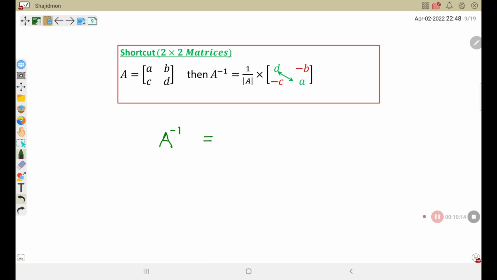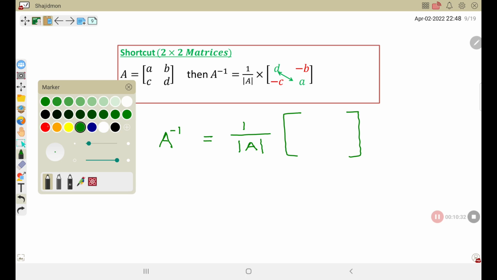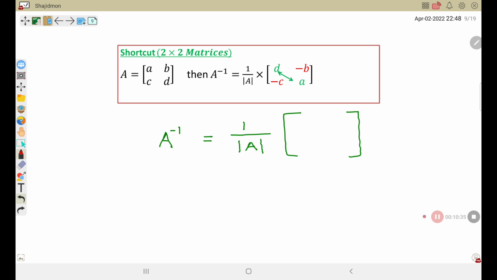A inverse equals 1 over the determinant of A. You know how to find the determinant of A; just before, we discussed how to find the determinant of a matrix. So 1 over determinant of A multiply, okay, multiply the matrix with the main diagonal numbers interchanged. That is what I am marking here with an arrow. See, these are the main diagonal numbers, A and D, correct? So these main diagonal numbers we are interchanging. That means the D number we write here, the A number we write here. This is the meaning of interchange.